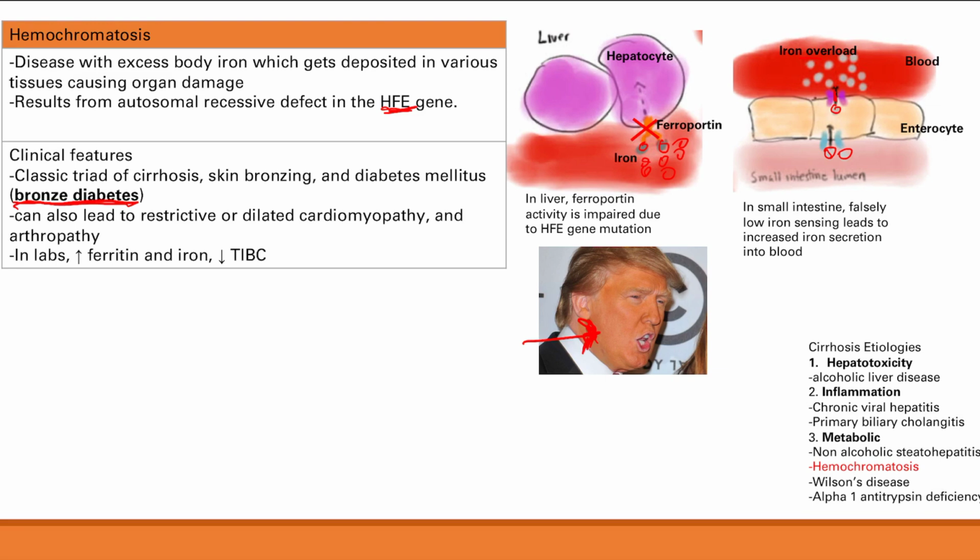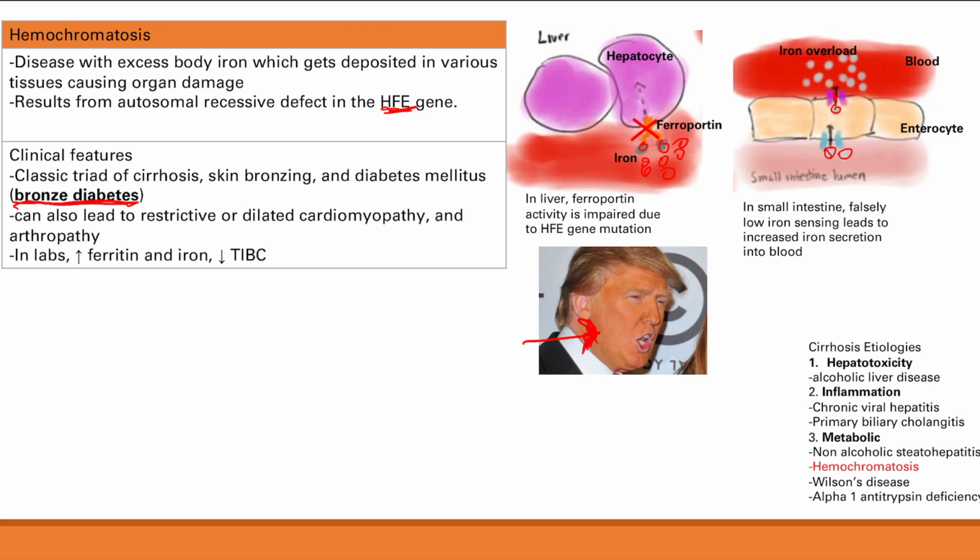So other things you can get, we talked about this in the cardiac lectures, but it can get deposited in the heart. It can either cause restriction so that the heart doesn't expand very well, or it can just cause dilated cardiomyopathy. And they get arthropathy, which is joint pain. And in your labs, you're going to see increased ferritin and iron. Remember, ferritin is what carries the iron, so we have excess iron, so ferritin is increased. And the TIBC is decreased. TIBC stands for total iron binding capacity. And this measures how much iron transferrin, which is our iron transporter, transports in the blood, how much the transferrin can bind.